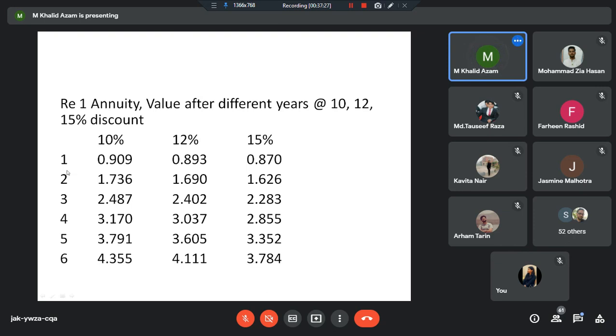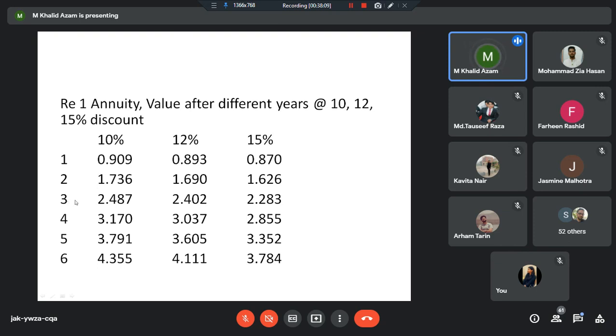But if you have received 1 rupee in the first year and 1 rupee in the second year, how much have you received? You have received 2 rupees. So what will be its value? This 2 rupee value is for the second year. So 1 rupee you have received here, 1 rupee you have received here. You have received 2 rupees, but the value of 2 rupees at 10% rate of discount is not 2. It is 1.73, or 1 rupee 73 paise.